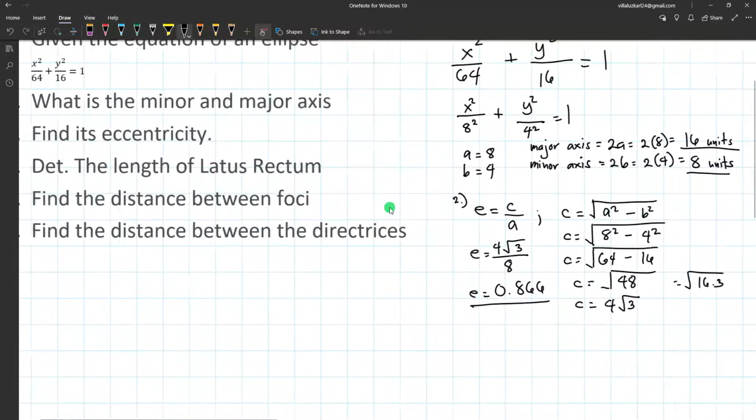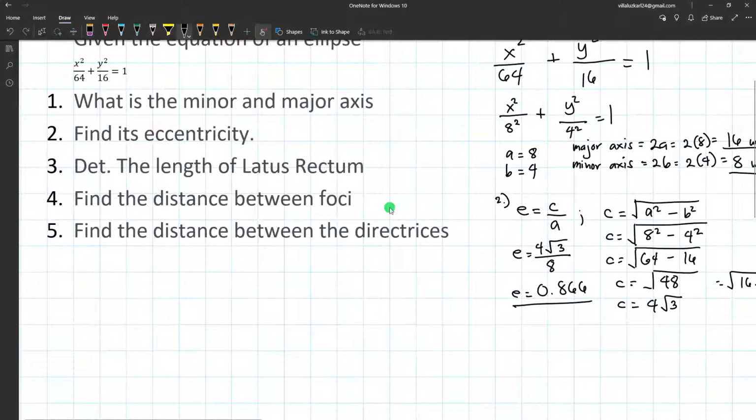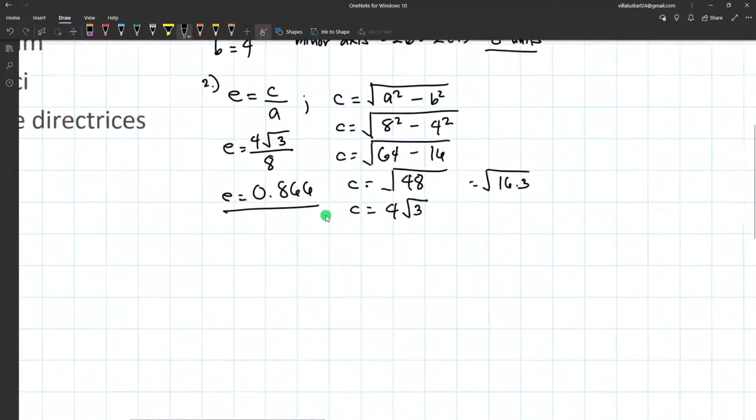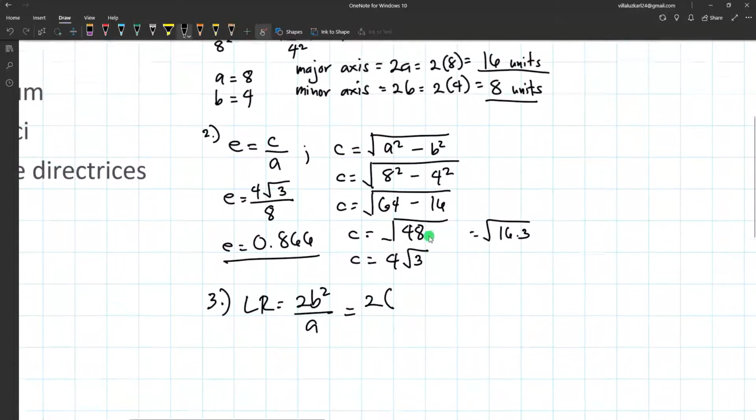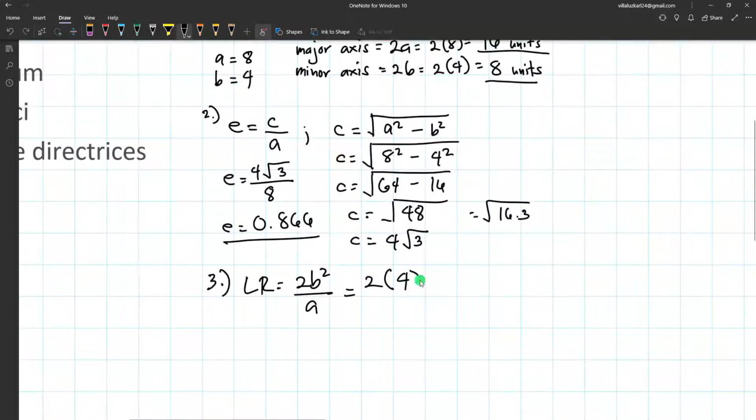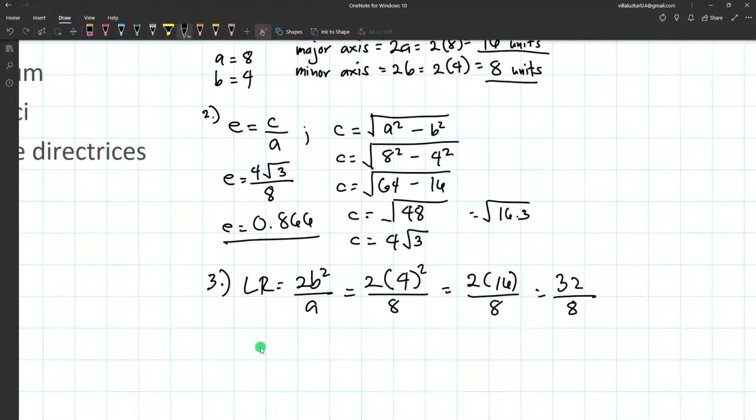Number 3, determine the length of the latus rectum. The latus rectum is 2b squared over a. Just the formula. 2 times b, where b is 4, squared, over a, which is 8. So 2 times 16 over 8, that's 32 over 8. The latus rectum is equal to 32 divided by 8, which is 4. That's your answer. It's the length of the latus rectum.